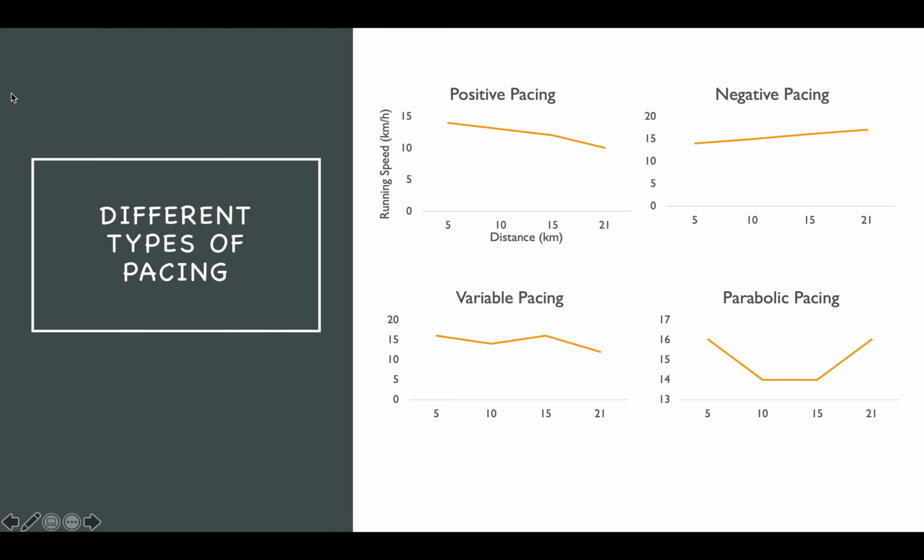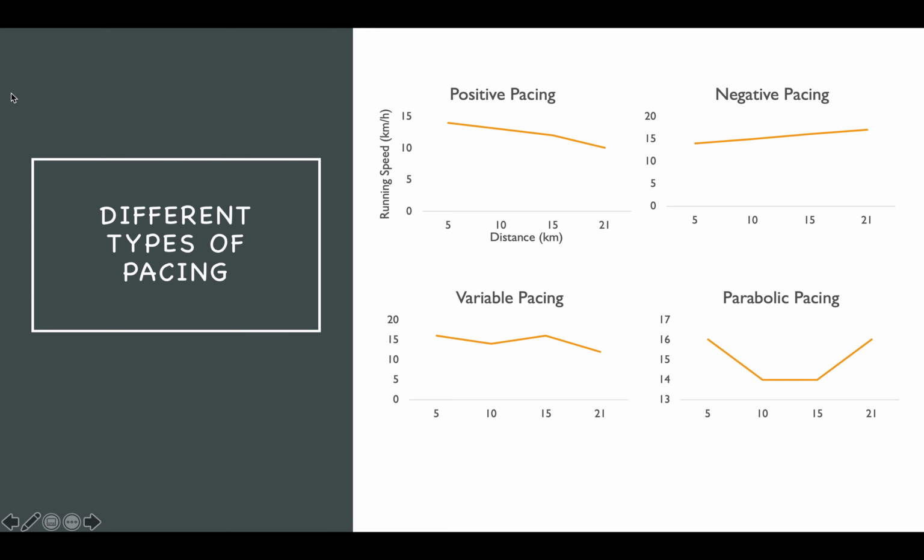The third one is a variable pacing profile. In this pacing profile, there would be no evident trend in pacing as the distance goes on. It would be variable speed at all different points in the race.